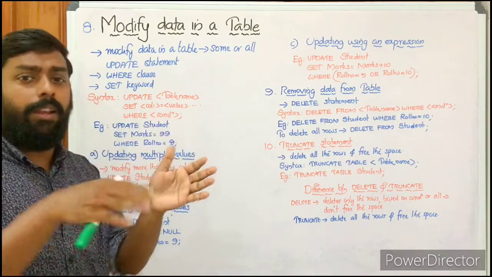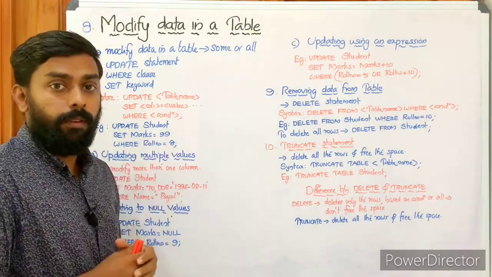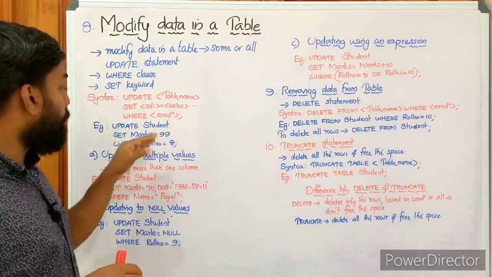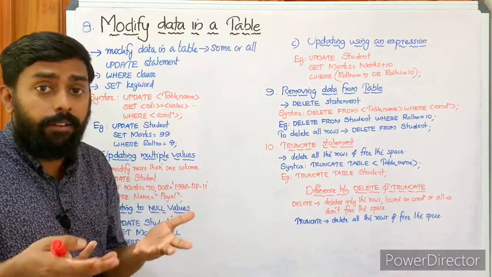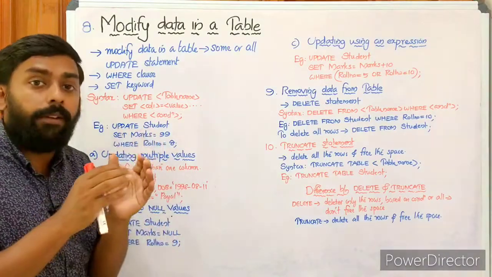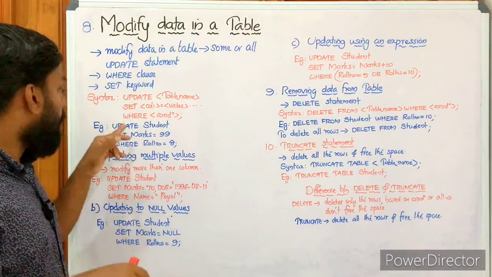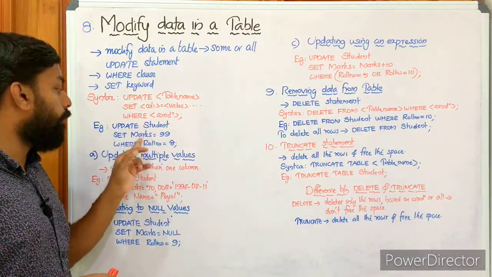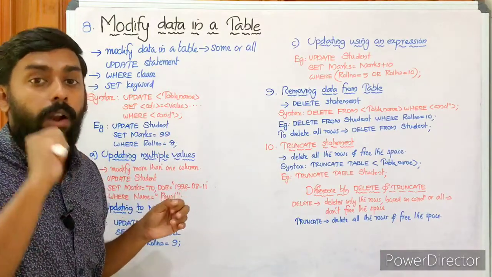It can be either null, or it can be 95. Suppose it is 95. The marks of roll number 8 is 95. We can update it to 99, which will be reflected in only one row, only one column. That's what we are looking at. Update student set marks equal to 99 where roll number equal to 8. It will be reflected in only one row, only one column.